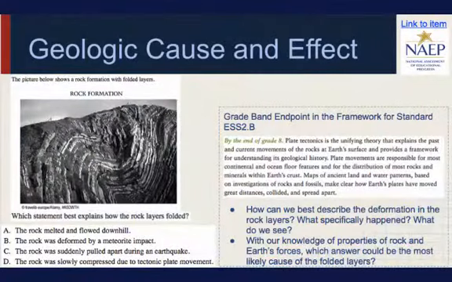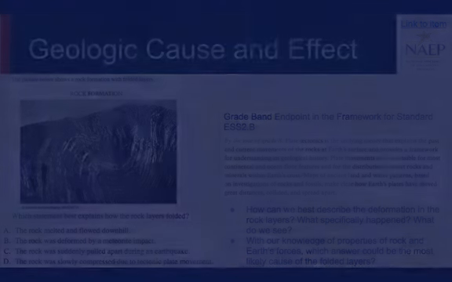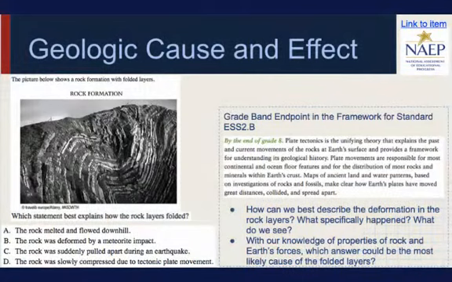The picture below shows a rock formation with folded layers. Which statement best explains how the rock layers folded? A. The rock melted and flowed downhill. B. The rock was deformed by a meteorite impact. C. The rock was suddenly pulled apart during an earthquake. Or D. The rock was slowly compressed due to tectonic plate movement.